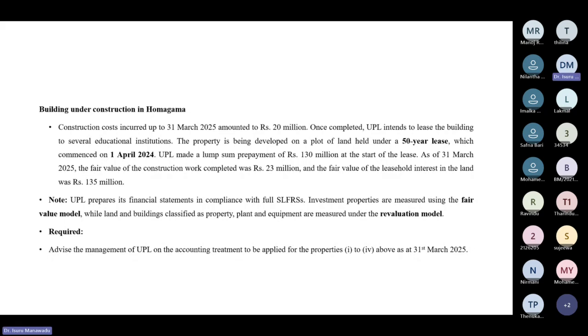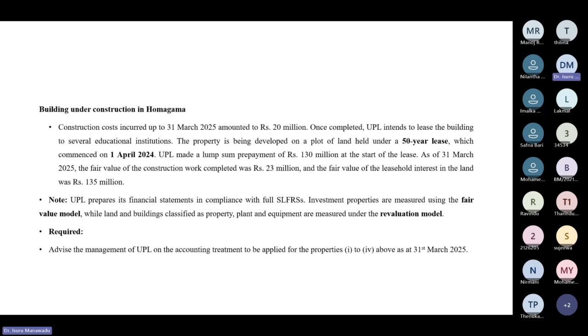Then they incurred 20 million, but the fair value of the construction is 23 million. So 3 million, that fair value change could be charged to P&L. Please write it down.